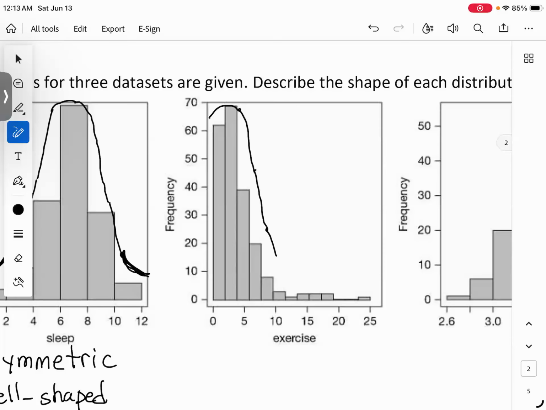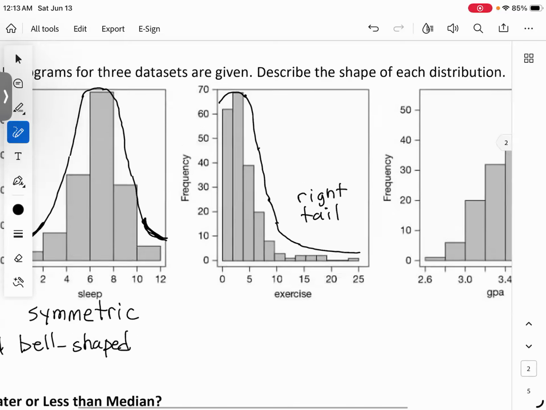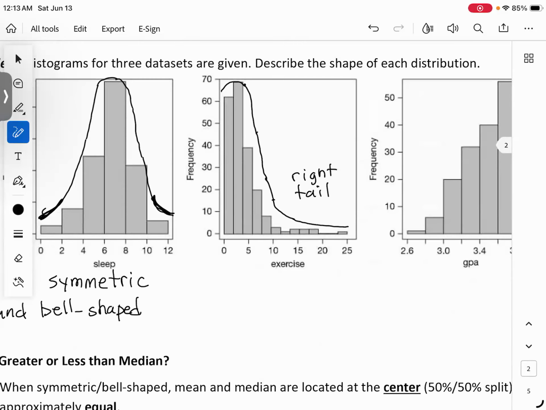And then what I'm about to start going over right now is the tail. This is the tail, more specifically a tail that is on the right side. And so for that reason, the shape of this histogram is skewed right.